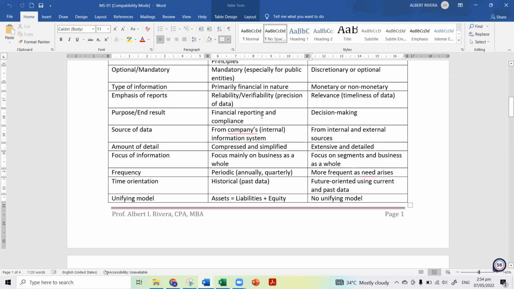Purpose and result, yun na nga yung pinag-usapan natin. That is your financial reporting and compliance for financial accounting and decision making. This is the end product of managerial accounting, management accounting. Source of data from company's internal information system. Ito kasi pwedeng internal or external. Kasi class, di ba? When you are making a management, one of the best practices is benchmarking. Okay, benchmarking, mga best practices yan. And the other one is to compare your performance in the industry. Okay? Parang ganon, di ba?